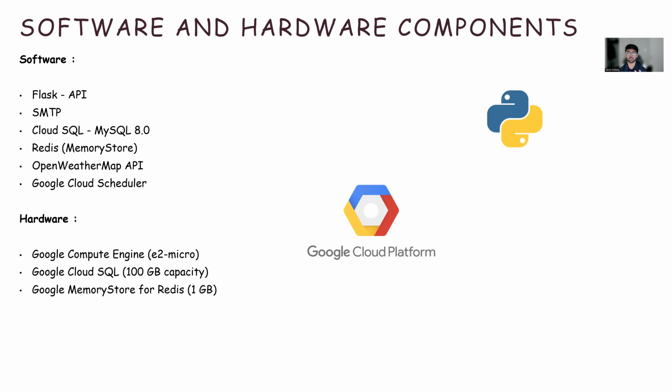The software and hardware components which I used for my project are, coming to the software, I have used Flask API, SMTP, Python, Cloud SQL, that is MySQL specifically. I have used Redis with Google Cloud Memorystore. I have used OpenWeatherMap API for weather data. I have used Cloud Scheduler. Now, when it comes to hardware, I have used Google Compute Engine, E2 Micro specifically, and Cloud SQL with 100 GB capacity, and Google Cloud Memorystore for Redis with 1 GB capacity.